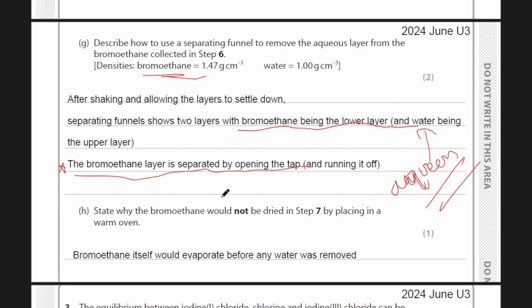State why the bromoethane would not be dried in step 7 by placing it in a warm oven. First of all, bromoethane is a volatile liquid, so if we keep this in a warm oven, the surrounding temperature would be so high that it would itself evaporate before any water is removed, which we do not want to happen.